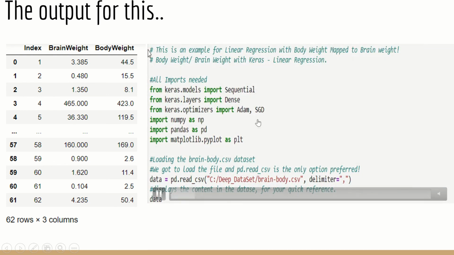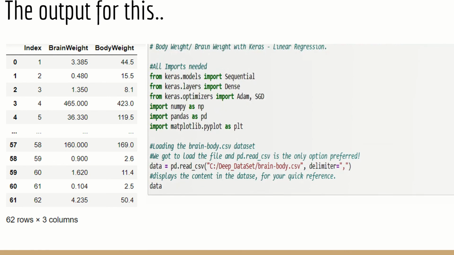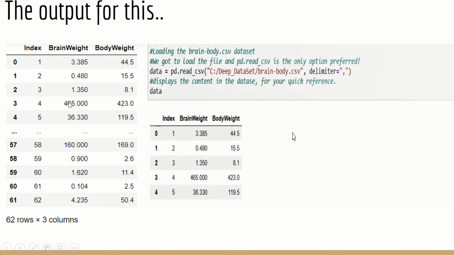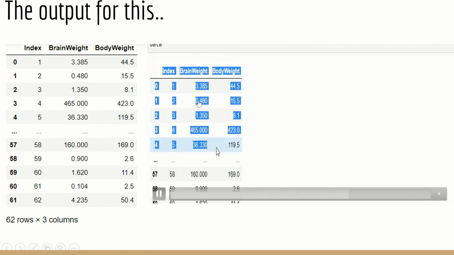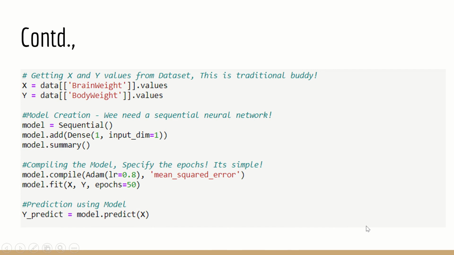You can see that I have imported the modules. That's the first step. Now I'm reading the data and I'm displaying the data. When I run it, you can see that I will get this content here in the right hand side. It's just to show you that we have read the data correctly. Now, what is the next step?